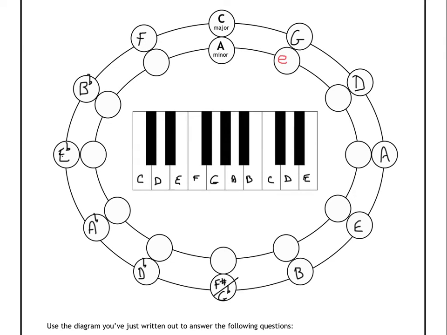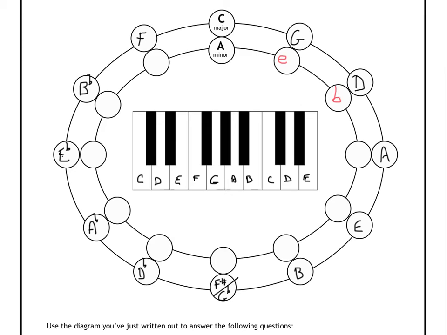Okay. For D, the key of D major, have a look. You've got D right here. What is 3 half steps below D? Well, let's find a D. Count down 3. 1, 2, 3. So the relative minor key of D major is B minor. Let's just do one more together. We'll go across to let's just do one more on this side.